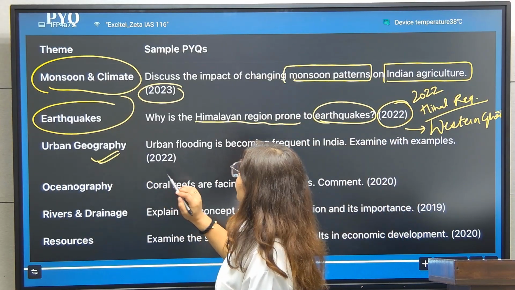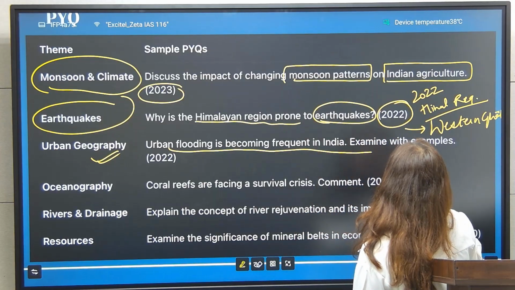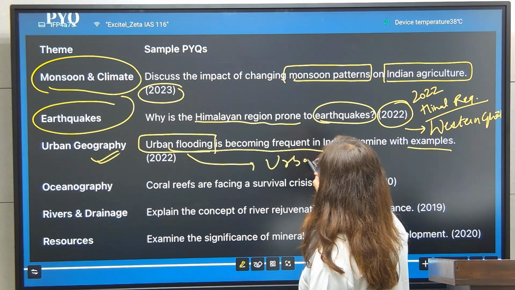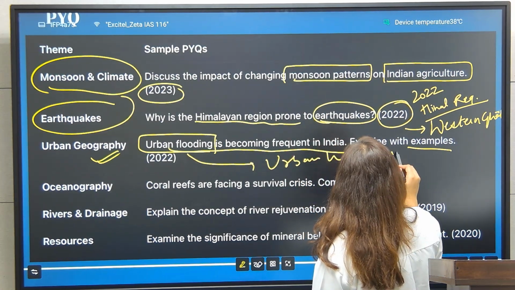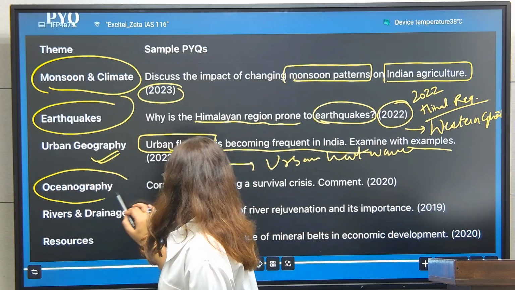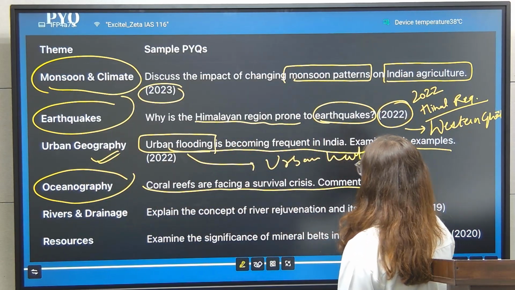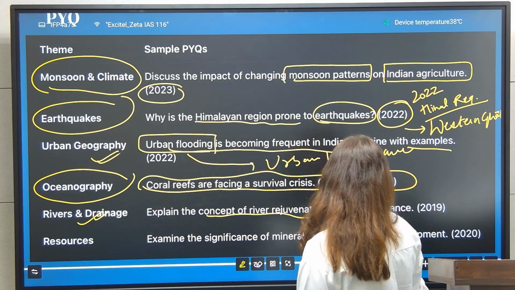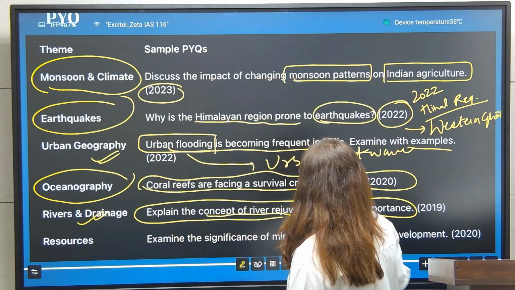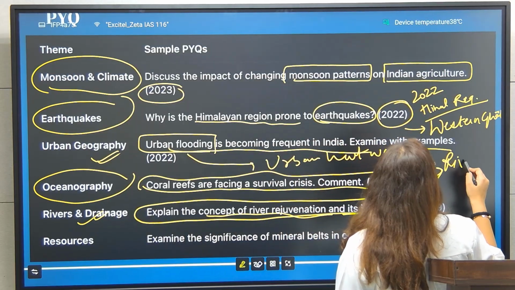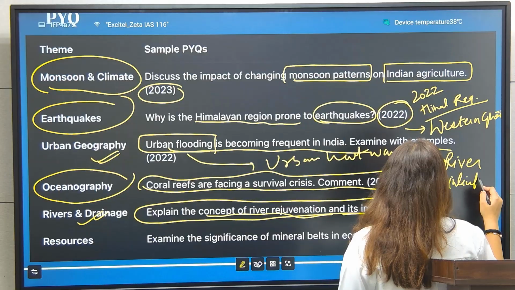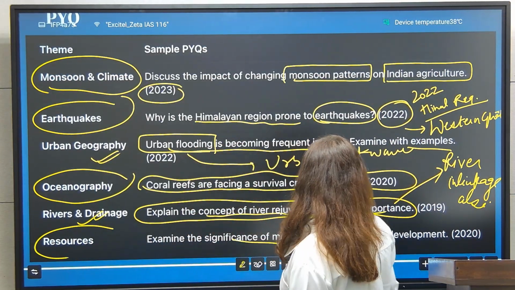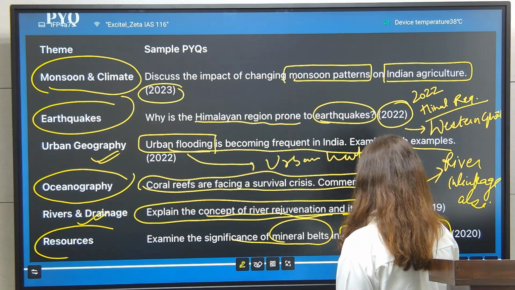From urban geography, urban flooding is becoming frequent in India. Examine with examples. So a question on urban flooding. So you have to prepare urban heat wave also. Oceanography: coral reefs are facing a survival crisis. Comment. River and drainage: explain the concept of river rejuvenation and their importance. You also prepare on river interlinkage. Also, resources: examine the significance of mineral belts in economic development.